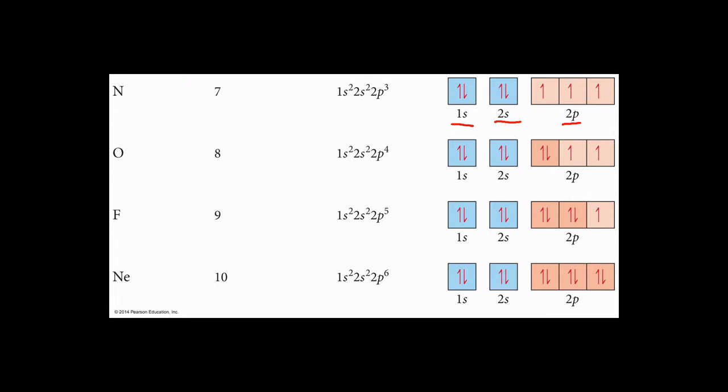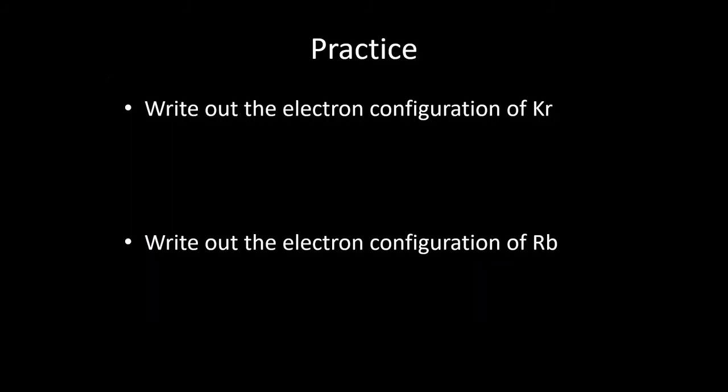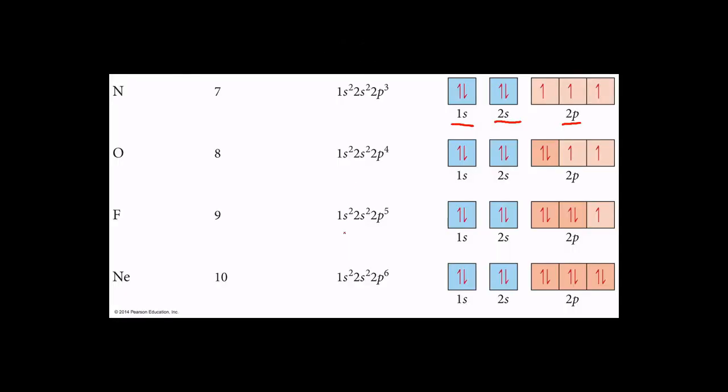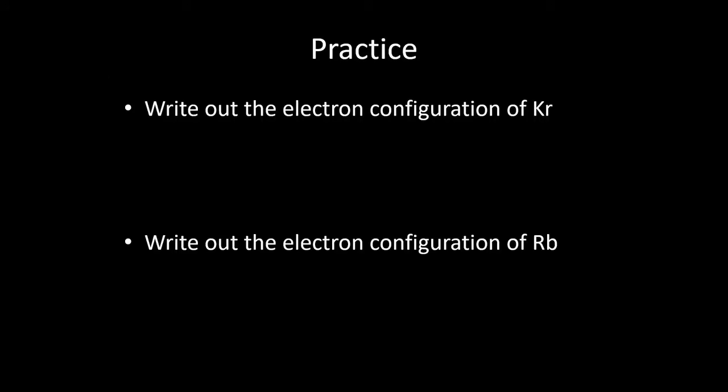Alright, you can take a look at those other examples there if you would like to, but for now I'm going to go ahead and start to work some of these practice problems. If you feel like you have a decent grip on how to write these electron configurations, go ahead and pause the video and write out the electron configuration for krypton and rubidium. You do not have to write the orbital diagram for these, just the electron configuration, which would be this version here, just the 1s2, 2s2, 2p6, and so on. So go ahead and pause the video and work that out.